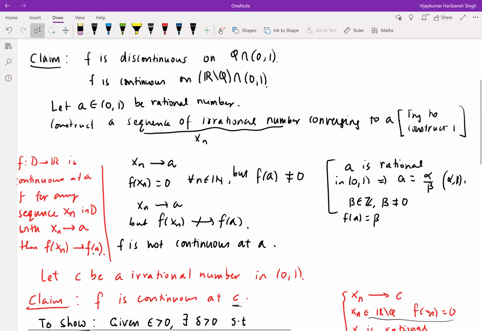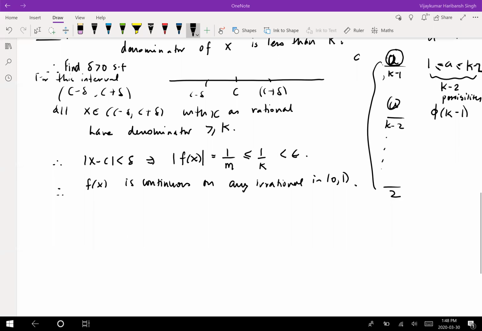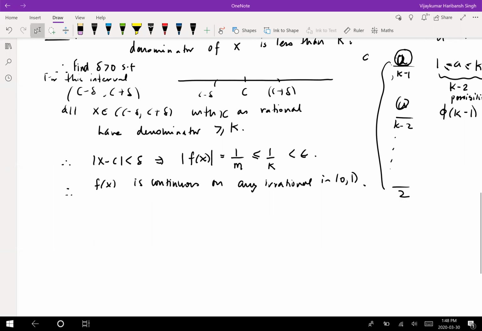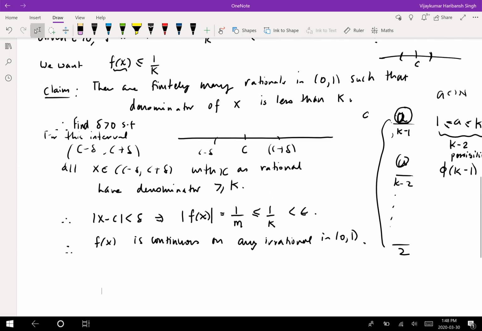Perhaps one is to construct the sequence of irrationals converging to A. So you could be tested on such caveats, right? That is, how do you construct a sequence of irrationals converging to A, and things like that. Okay, so this is an example of a very interesting function which is continuous at irrationals in (0, 1) and discontinuous at every rational.